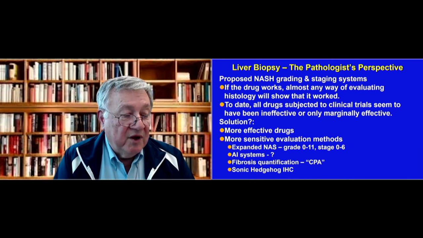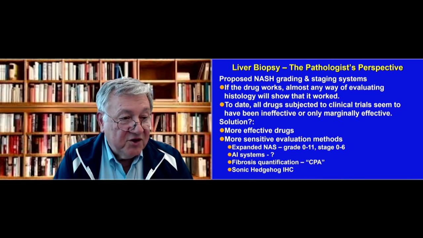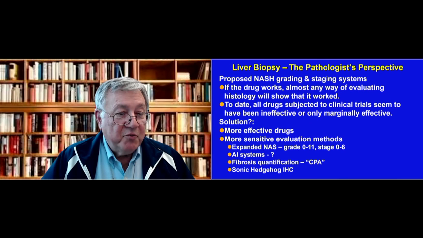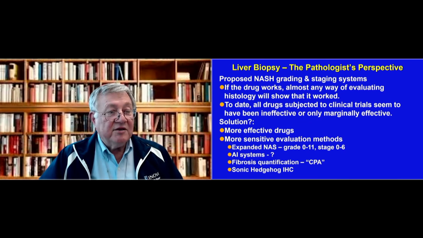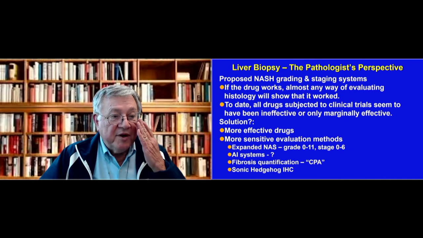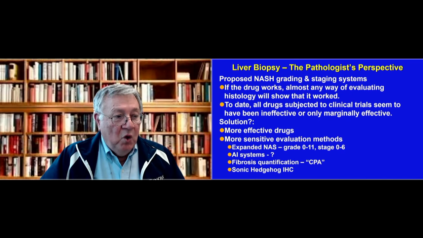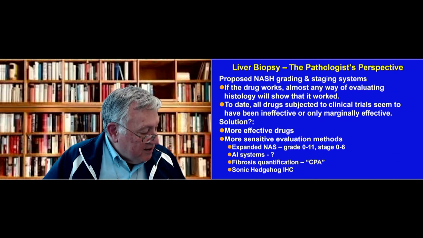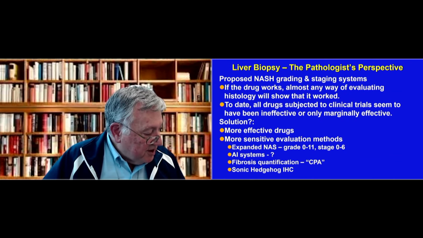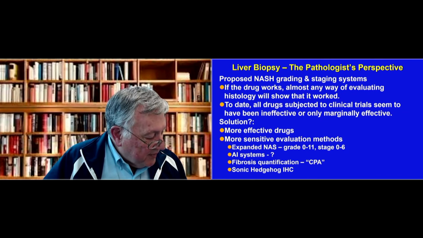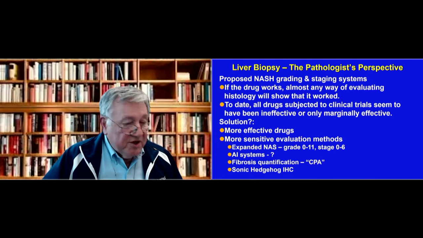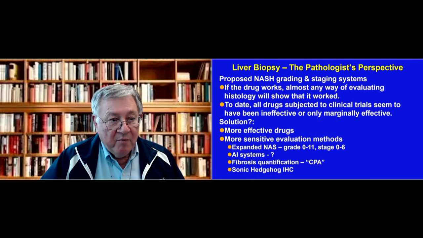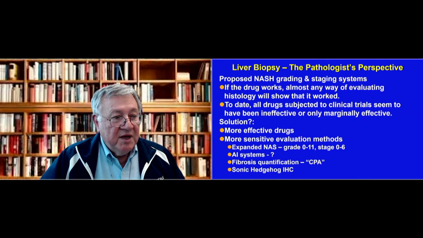So, what can you do? Well, the good thing to do would be to have more effective drugs. If the drugs were better, then we wouldn't have to worry about looking so hard for finding ways to show that they're better. Or we could try alternative methods. There's the expanded NAS, which I mentioned. There's also another system which has a wider range. There are the AI systems, which we'll be hearing more about in the rest of this session.